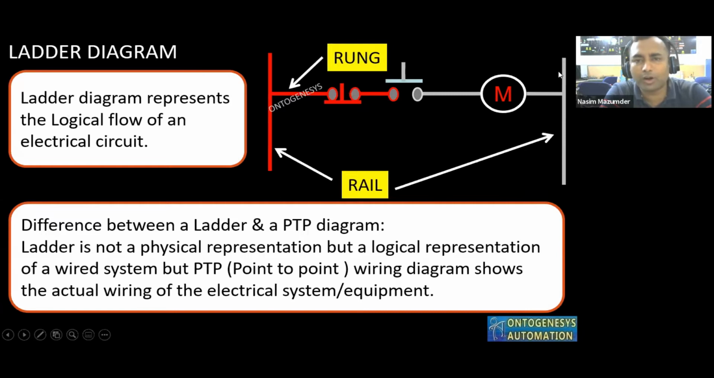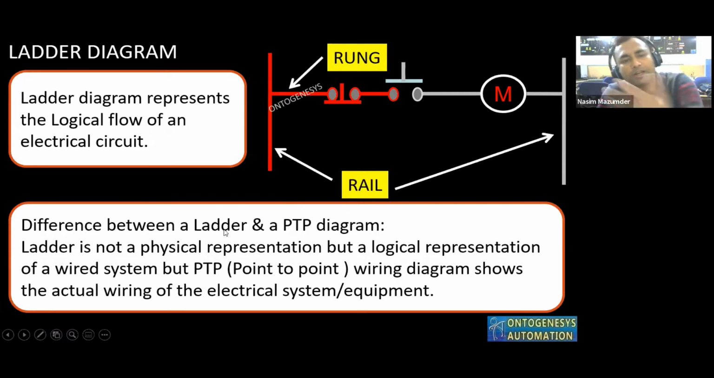There will be your rails. Two rails will be there. One will be line, one will be neutral, and then in between these two vertical lines, we draw all the electrical components sequentially. Suppose you are connecting a motor here, and all the switches, all the inputs on the left hand side, and the output is connected to the neutral, and this is what we call the ladder diagram for electrical.